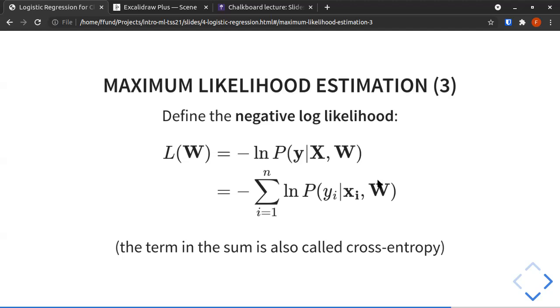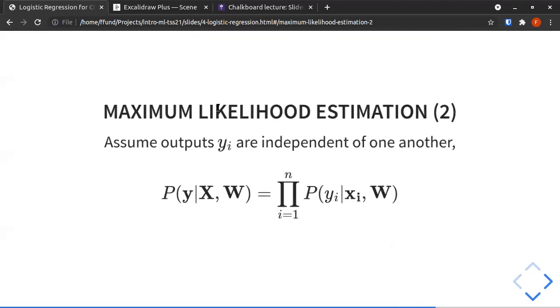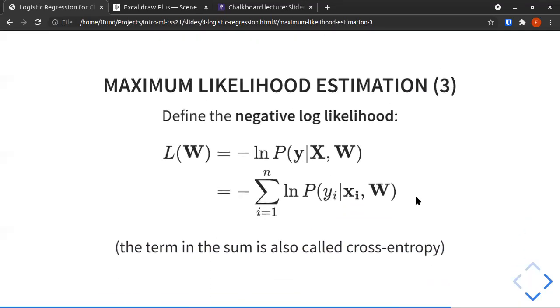Now, notice that we said we wanted to maximize the likelihood. We took the log of both sides and made it negative. So now maximizing this is equivalent to minimizing this expression. So now we have a loss function to minimize. We want to minimize this negative log likelihood function.